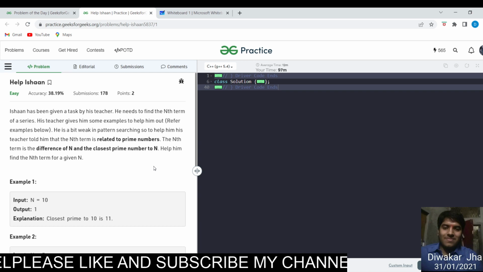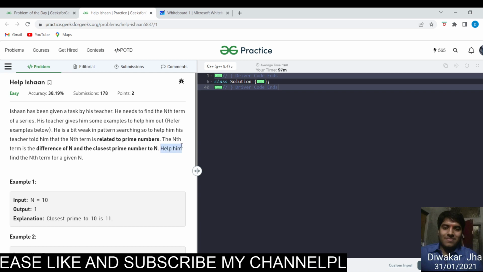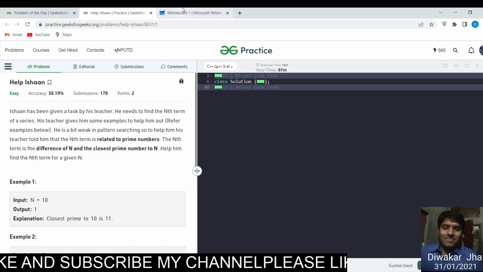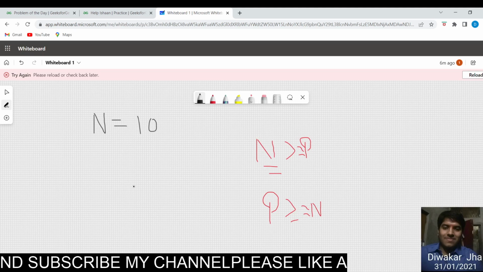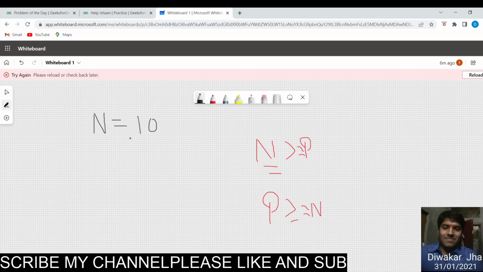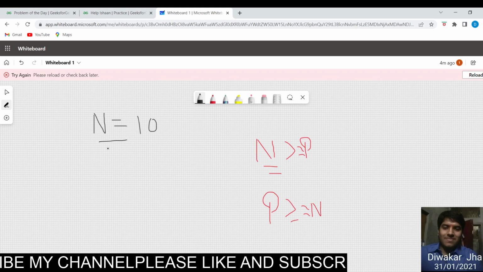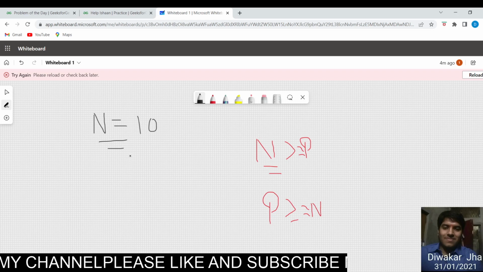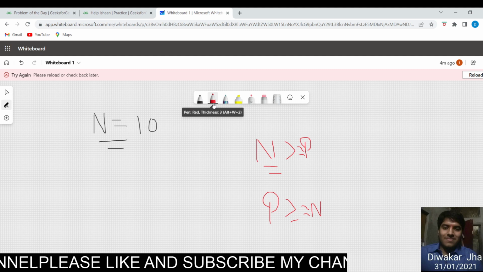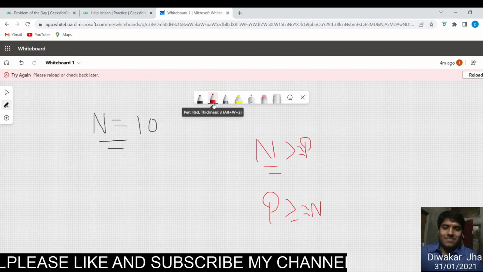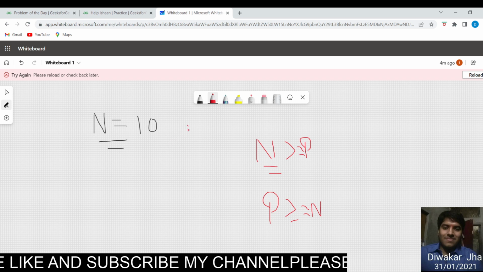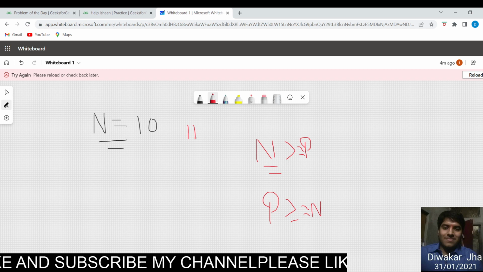So we need to help Ishaan find the closest prime number of a particular n. I hope you all understood how we can solve it. This is our first problem, n is equal to 10. In this example, the closest prime number to 10 is 11.